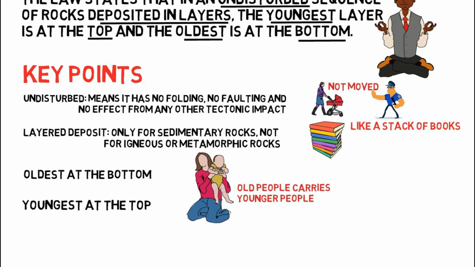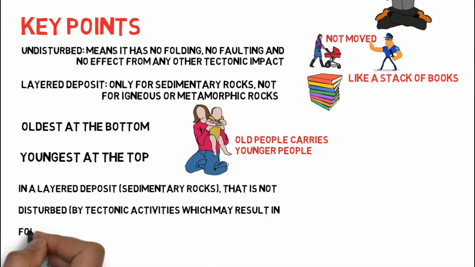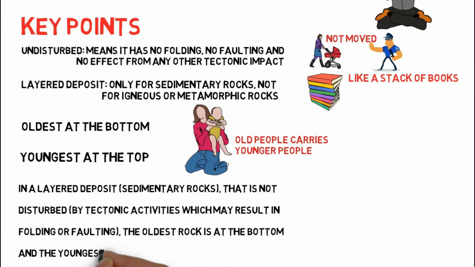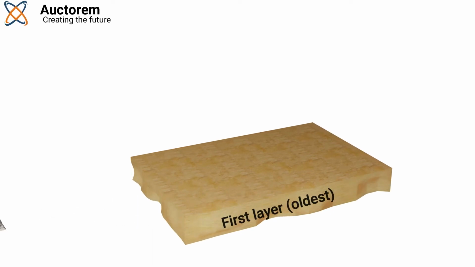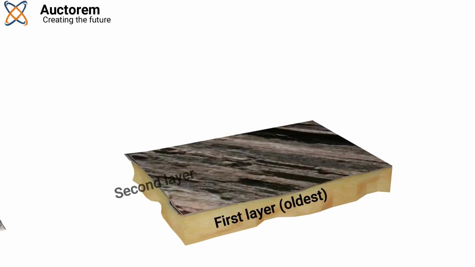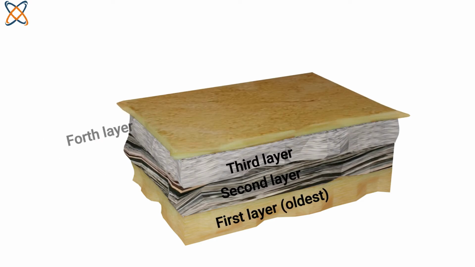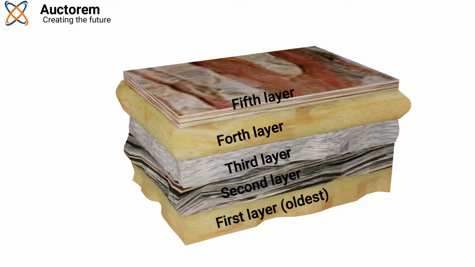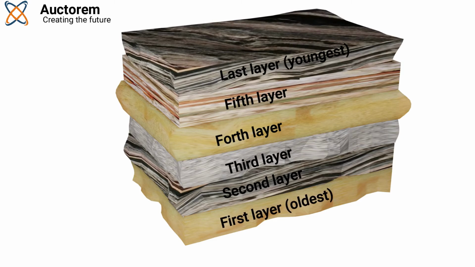Now let me take the law again in another way. In a layer deposit, sedimentary rocks, that is not disturbed by tectonic activities which may result in folding or faulting, the oldest rock is at the bottom while the youngest rock is at the top. The process of a layered rock formation goes like this: this rock was deposited first, which makes it the oldest, followed by the second layer of rock. Then this third layer of rock was deposited, followed by the fourth, then the fifth. Then this rock was deposited last, which makes it the sixth, and therefore the youngest rock deposited.